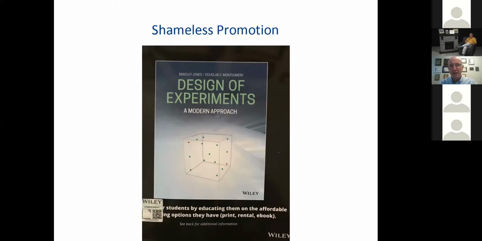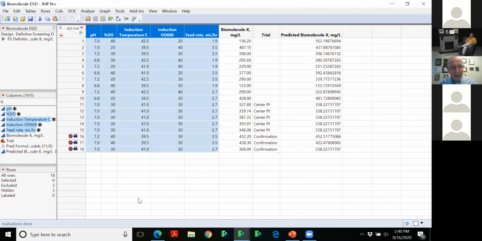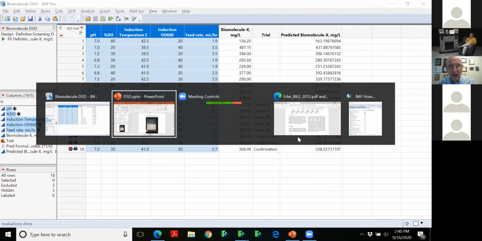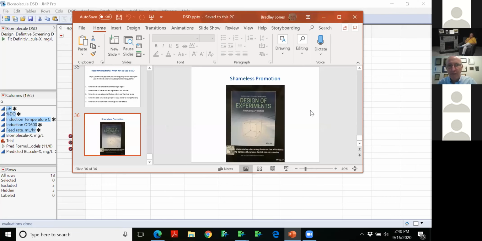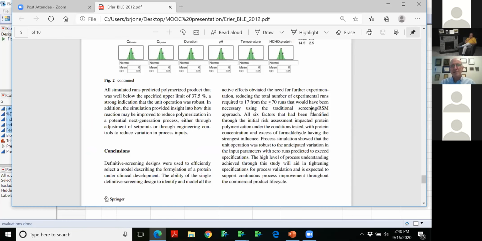Okay, so let me go to my case study. Actually, before I show you the case study, let me show you a paper that was written. This is the first paper that was written as a case study on definitive screening designs. And I want to read the first sentence or 2 of the conclusions of this paper.